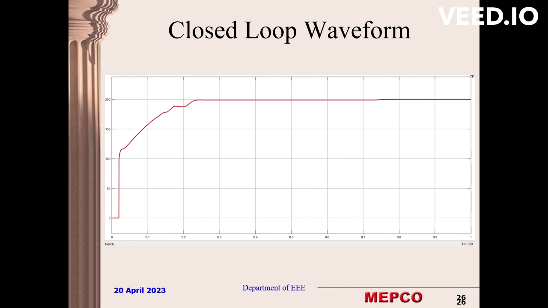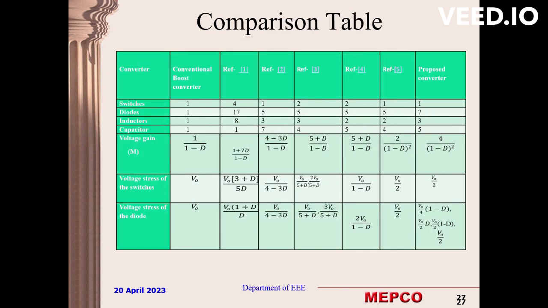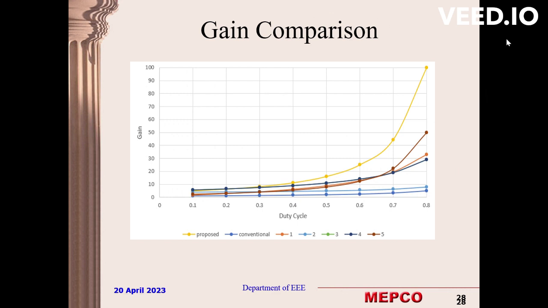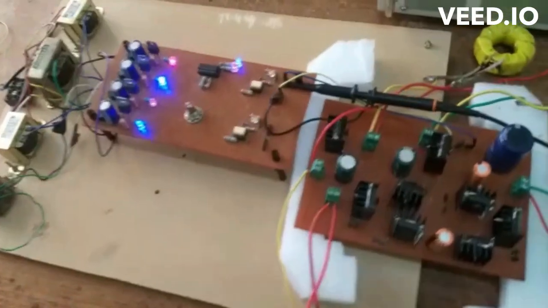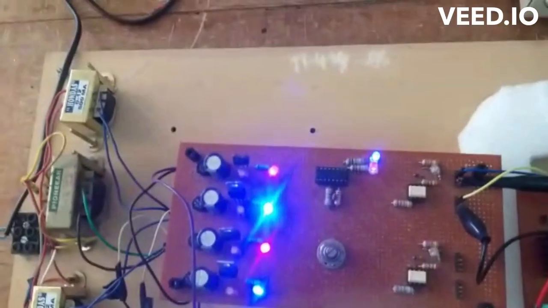In this comparison table, we can compare our converter with the existing converters. This is the gain comparison. Here we can compare our proposed converter's gain with the other converters with duty cycle. This is the hardware setup.